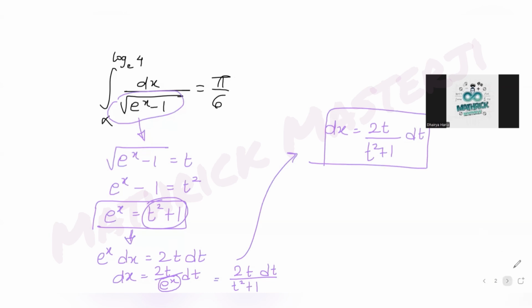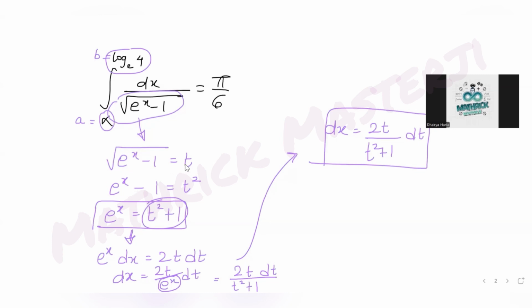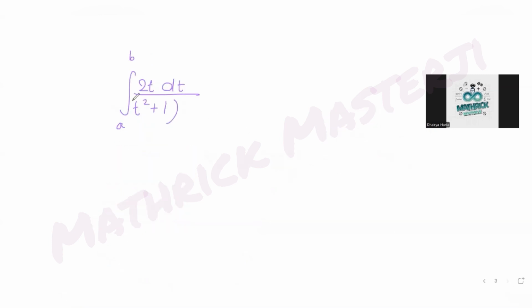If I substitute that here, the limits also will change accordingly because instead of x now we're using t. Let's say the new limits are a and b. We'll keep it as a and b, and when we resubstitute in terms of x, we'll again put the limits alpha and log 4 to the base e. So I get the integral from a to b of 2t over t square plus 1 dt, divided by square root of e raised to x minus 1, which is basically t.